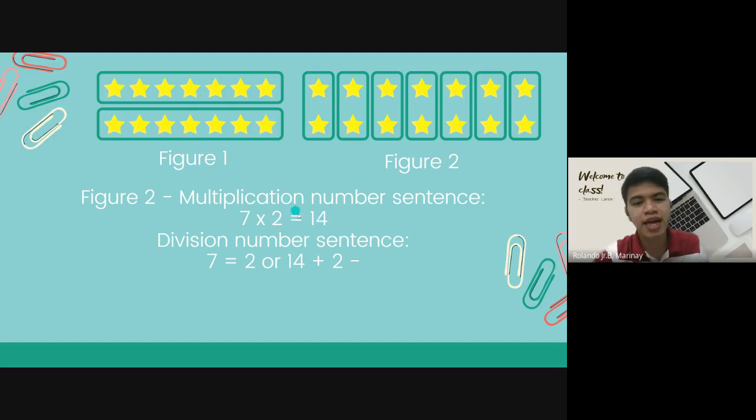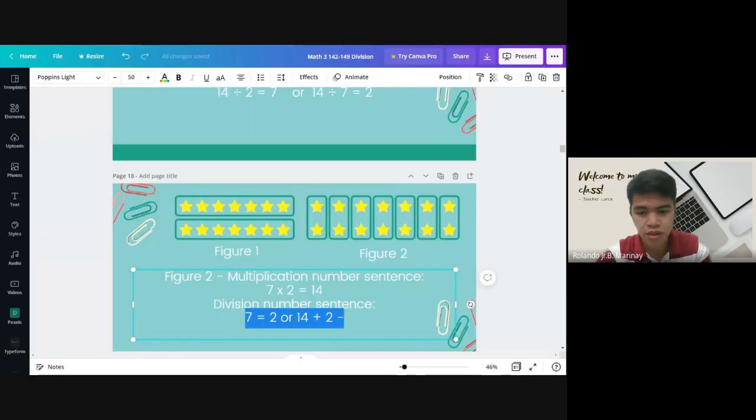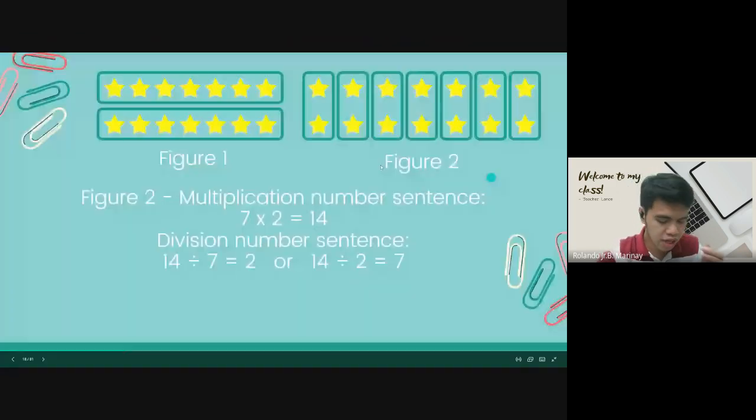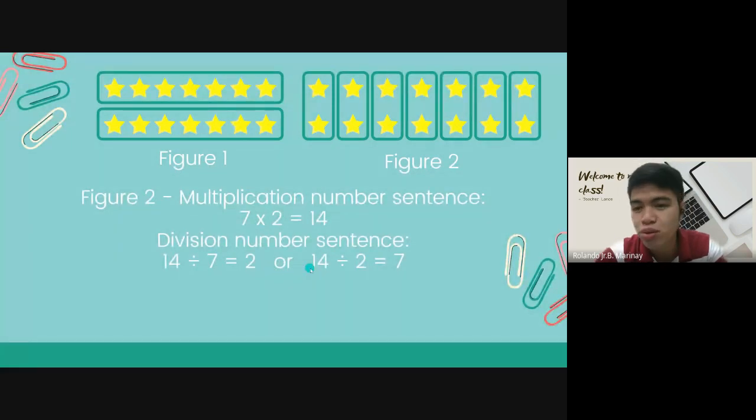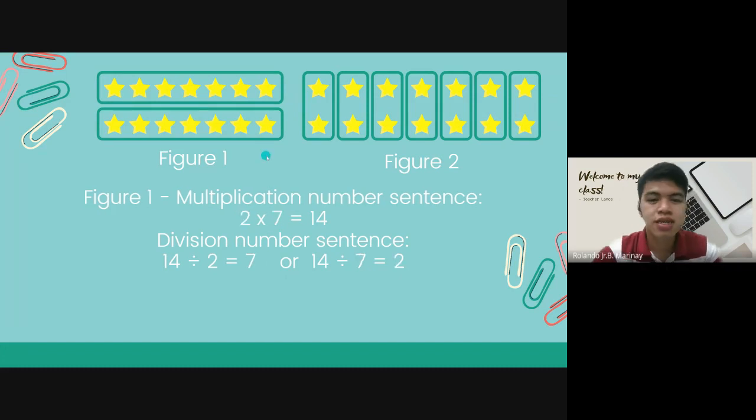And for the division number sentence, sorry, there's an error in typing. We have here 14 divided by 7 equals 2, or 14 divided by 2 equals 7. Okay, so for the division number sentence, we have 14 divided by 7 equals 2, or 14 divided by 2 equals 7.